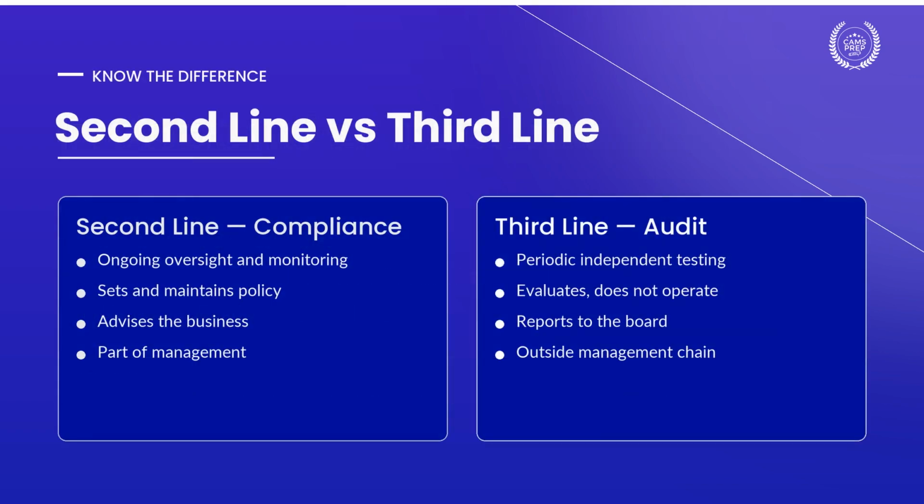Now, the CAMS exam loves to test the difference between the second and third lines. Let me make it crystal clear. The second line, compliance, provides ongoing oversight and monitoring. It sets and maintains policy, advises the business, and it is part of management. The third line, audit, provides periodic independent testing. It evaluates, but it never operates the controls. It reports to the board and sits outside the management chain. Remember, compliance is continuous and inside management. Audit is periodic and independent.